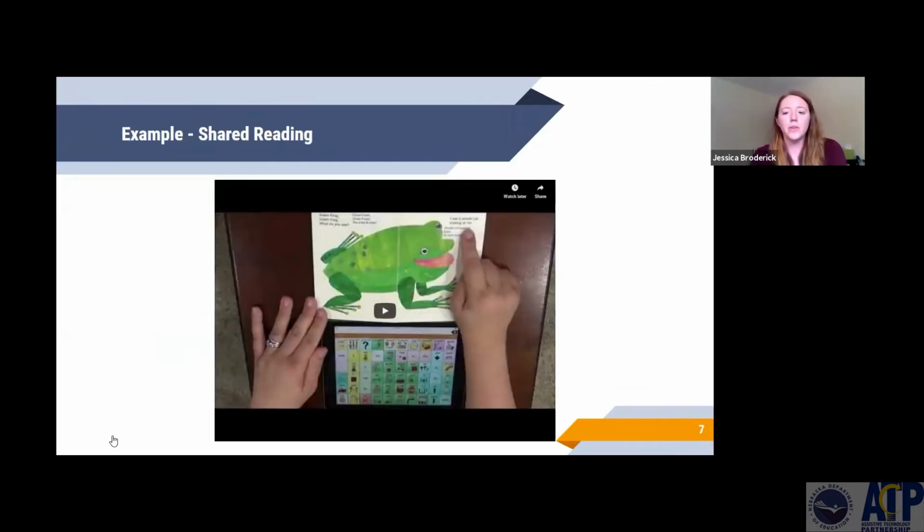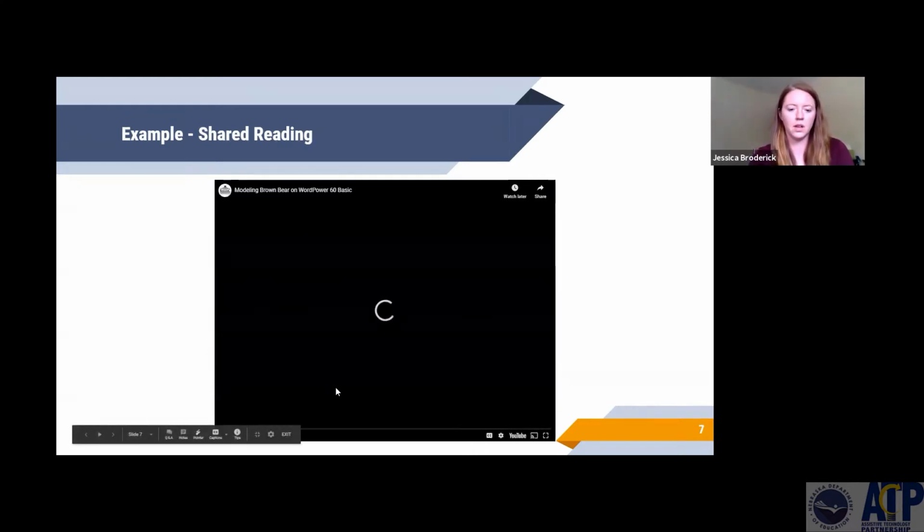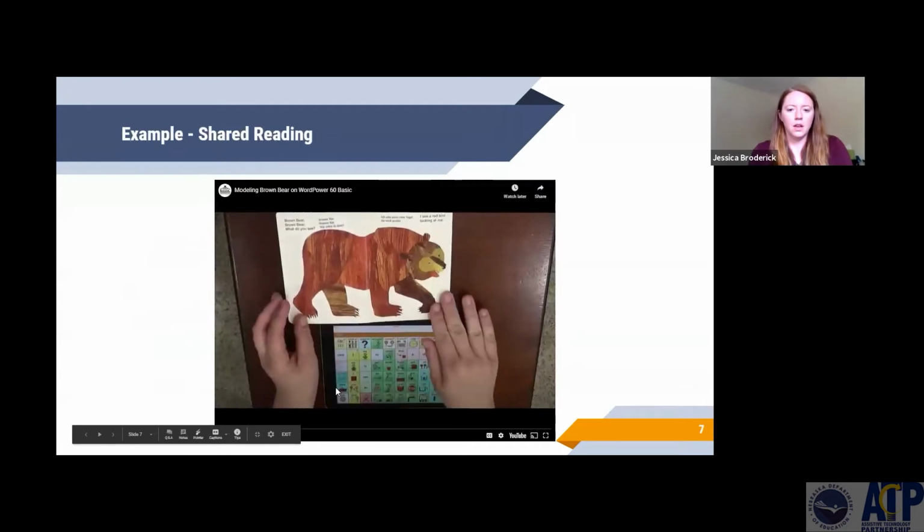So I have a few examples here. I have three actually that I want to show you. This first one is how you might model during shared reading. Okay, here we go.